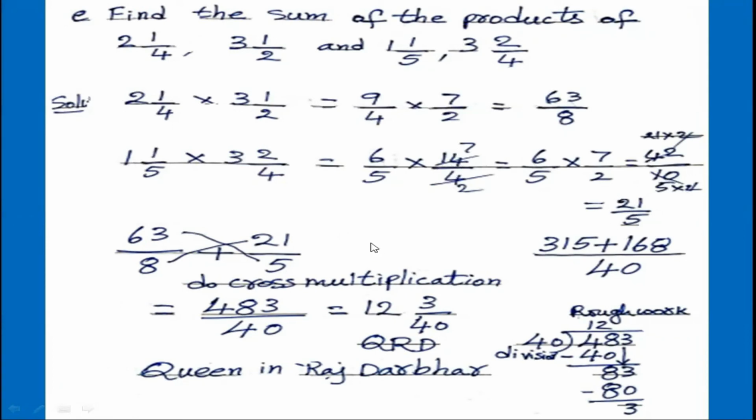So, 63 by 8 plus 21 by 5, do cross multiplication. That is 63 into 5 is equal to 315. 8 into 21 is equal to 168, divided by 40. The answer here is 483 by 40. If we do division, then we will get the answer as 12 3 by 40.